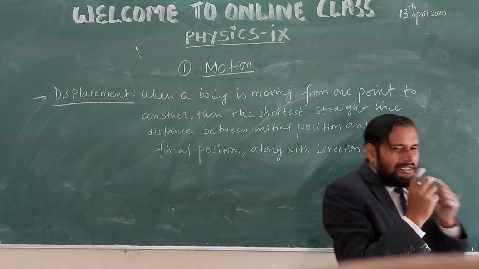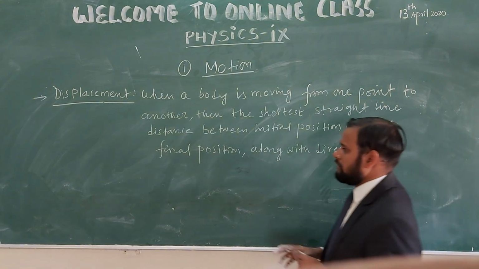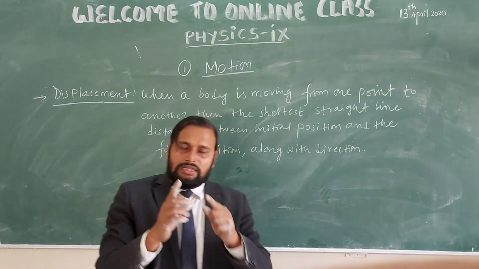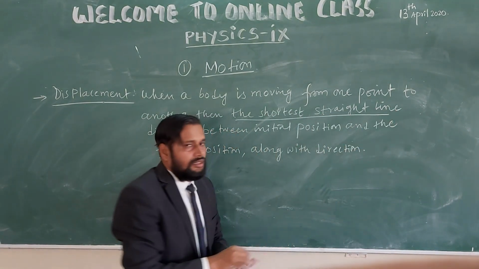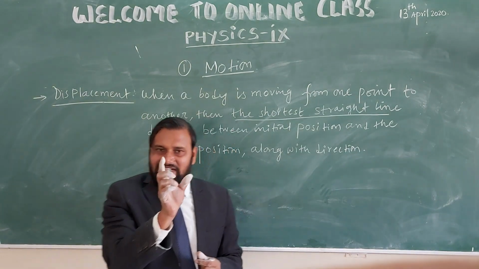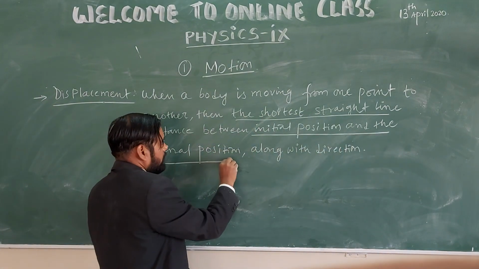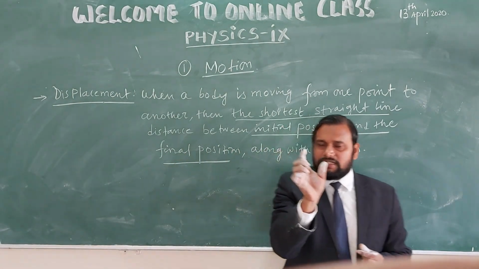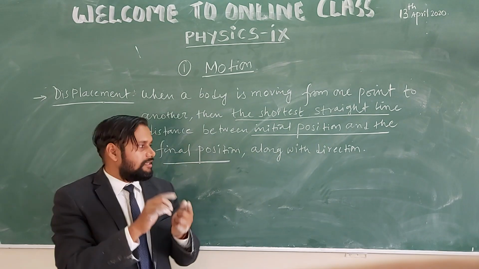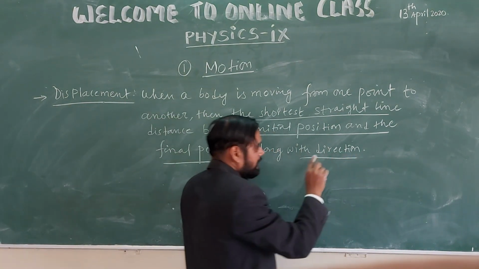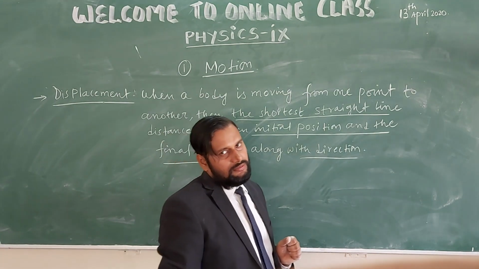So the meaning of displacement is, suppose a body is moving from one point to another. Then the shortest straight line distance between the initial position and the final position along with direction is known as displacement. Now I will explain with an example.